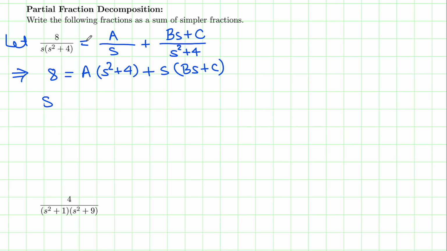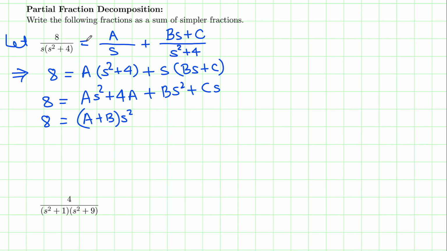So this is 8 on the left side, here distribute a, so we get as squared plus 4a, plus distribute this, bs squared plus cs. Let's combine the like terms on the right side, as squared plus bs squared. We can factor s squared out, so a plus b. That's the s squared, then there is cs, and then the constant is 4a.